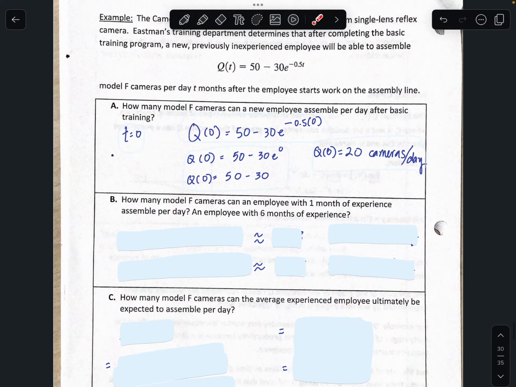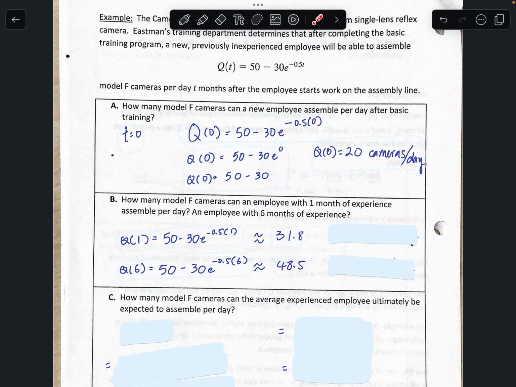In part B, they're asking what about when an employee has 1 month of experience or 6 months of experience. Just like in part A, but we're going to plug in different t values: t equals 1 and t equals 6 into the original Q function. Using our calculators, you should get 31.8 when t equals 1 and 48.5 when t equals 6. And since we can't have partial cameras, we're just going to round up to 32 cameras per day and 49 cameras per day.